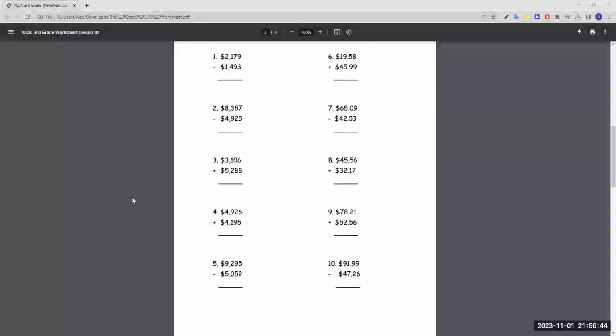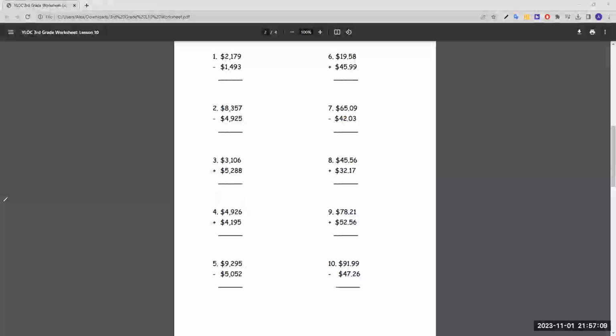Number 3, 3,106 plus 5,288. So since we're adding, we don't have to worry about taking a 1 from the place before. So 6 plus 8 is 14. We add a 1. 8 plus 0, but then there's also 1 here, so that'd be 9. 2 plus 1 is 3. 5 plus 3 is 8.